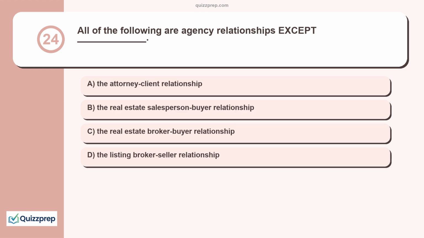Question 24. All of the following are agency relationships except blank. The attorney-client relationship. The real estate salesperson-buyer relationship. The real estate broker-buyer relationship. The listing broker-seller relationship.